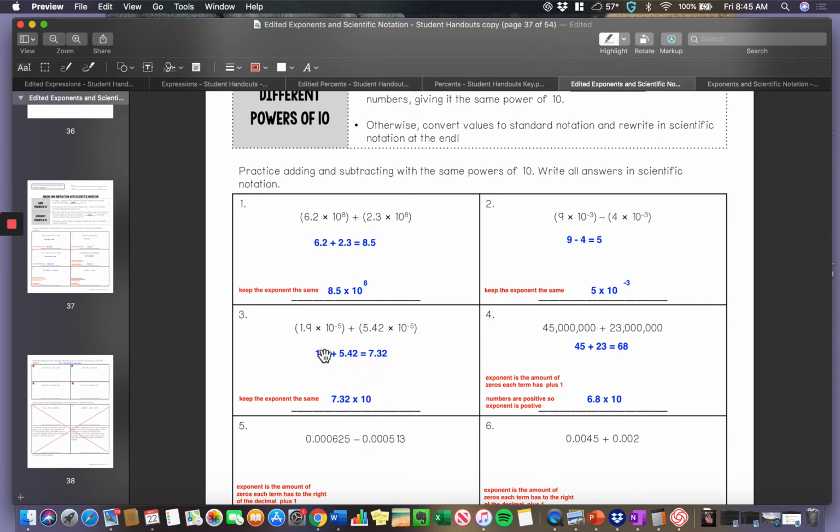For number 3, another example, we had something very similar to the example at the top for number 1. We had 1.9 plus 5.42 at a 10 to the negative power of 5. So all I got to do is add the first numbers together. So I had 1.9 plus 5.42 equals 7.32. So 7.32 times 10, my sum will go right there, and the power of 10 will remain the same at -5.